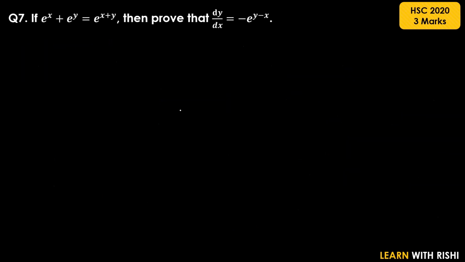Let us move to the next question. If e raised to x plus e raised to y is equal to e raised to x plus y, then prove that dy by dx is equal to minus e raised to y minus x upon e raised to y minus x. Now here we have both variables x and y, and we cannot separate these both variables. So this is nothing but an implicit function. So here we'll directly differentiate with respect to x and solve for dy by dx.